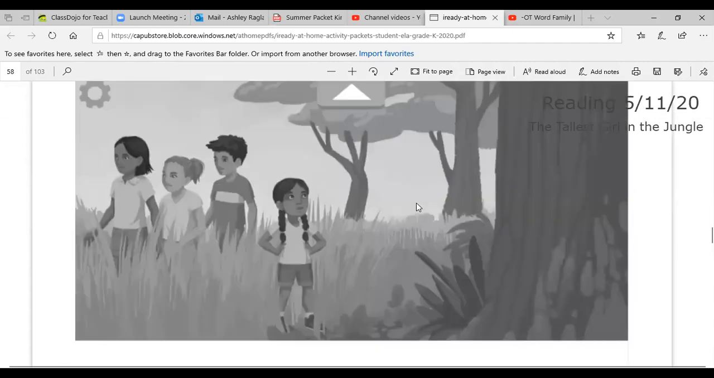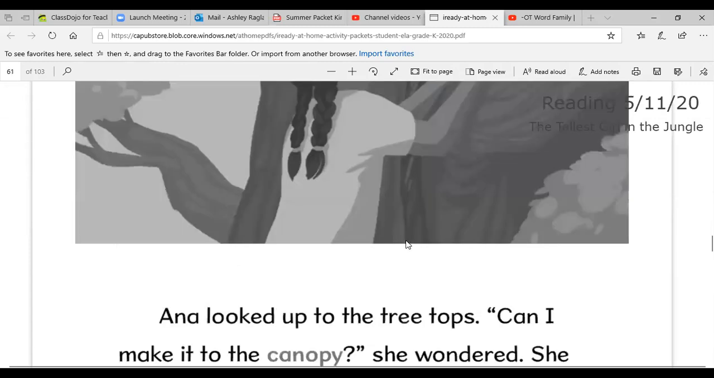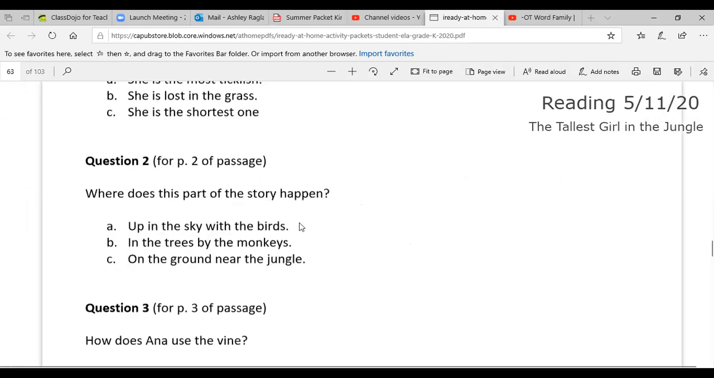Okay, so look at this page right here. Think about where she is. Look around, see that she's looking at the tree, there's her friends. Okay, so let's think about where that is and see if we can figure out the answer. Let's go back down to our question. Number 2, where does this part of the story happen? Up in the sky with the birds, in the trees by the monkeys, or on the ground near the jungle? Where is she in that part of the story? I just showed you a picture of where she was standing.